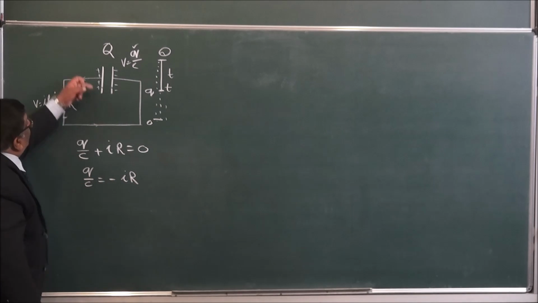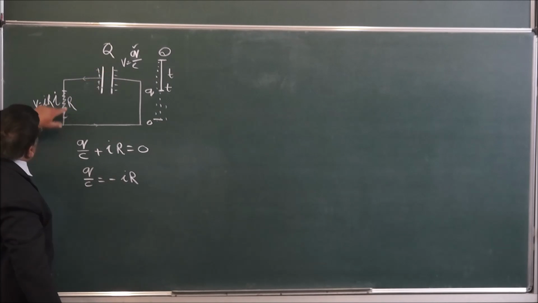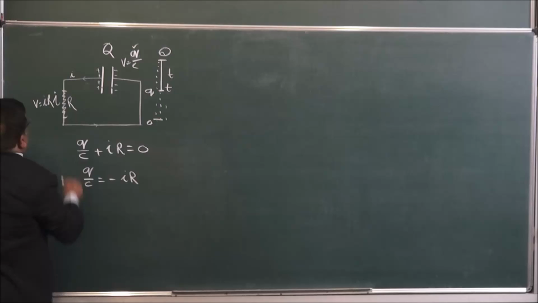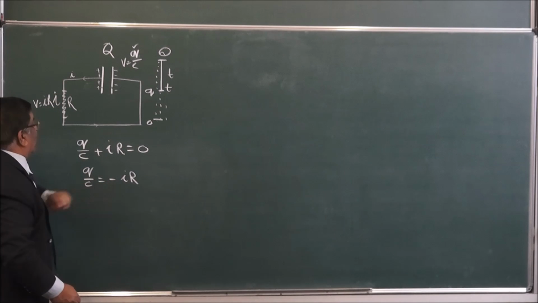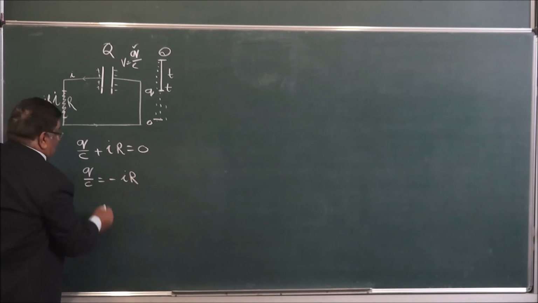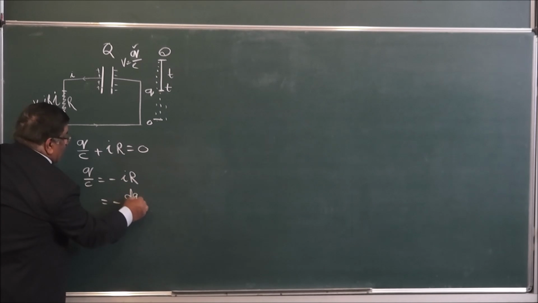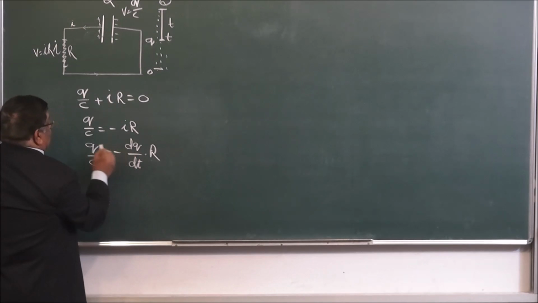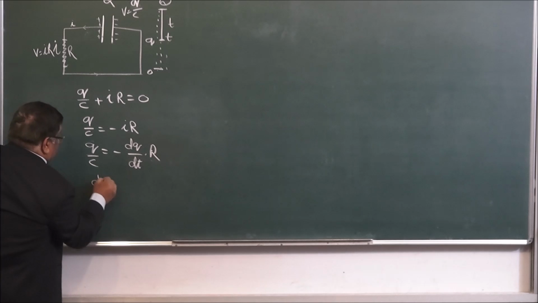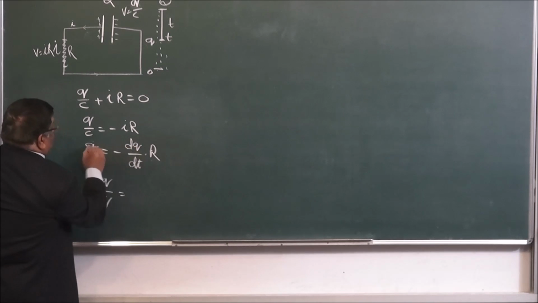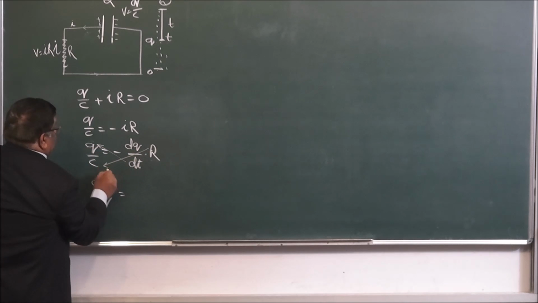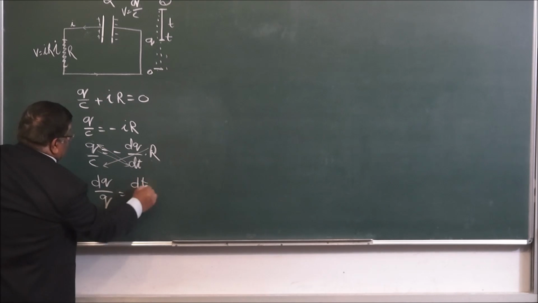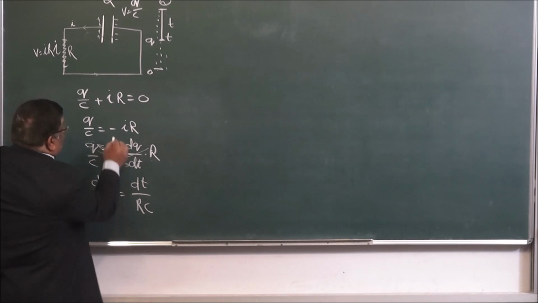And this is very natural because this potential is in this direction, and this potential, because of the current, is in this direction. That is why this minus is there. So q upon C is equal to minus I into R, and this we can write as dq by dt into R, equal to q upon C. So we take the q functions on one side. So dq upon q is equal to dt upon RC, and minus.